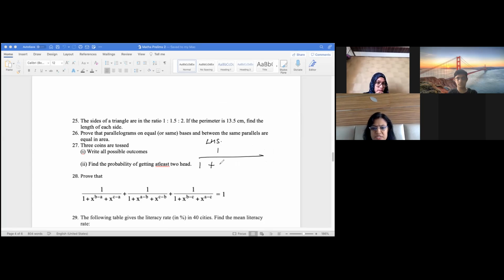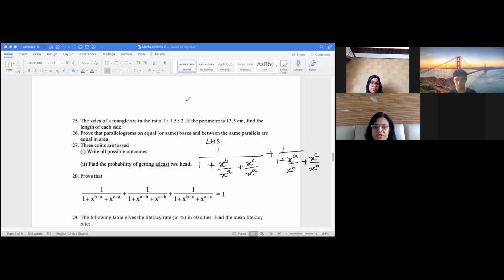Okay, so 1 plus, now see, x raised to b minus a means x raised to b upon x raised to a, right? This is x raised to c upon x raised to a, plus 1 upon, in the same way, 1 upon x raised to a upon x raised to b plus x raised to c upon x raised to b, and what will the third part be? One minute, I don't have space. Plus 1 upon 1 plus x raised to b upon x raised to c plus x raised to a upon x raised to c. See, when there is a minus power it goes down. So that only I have done.